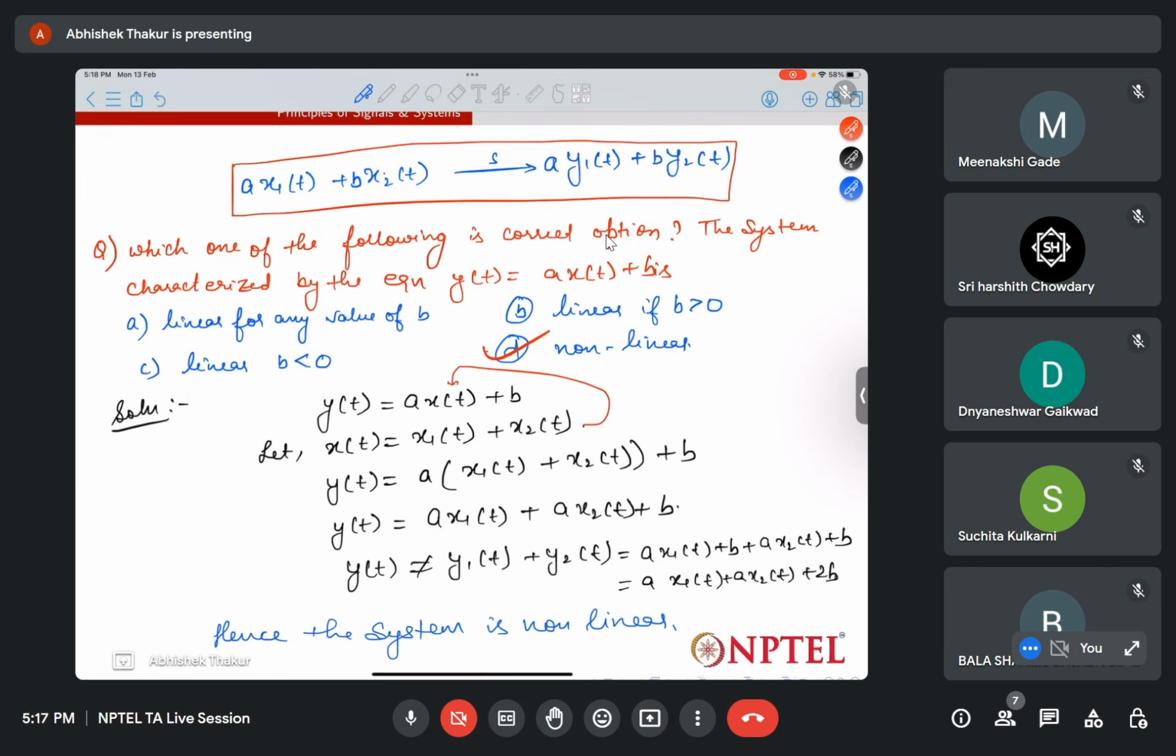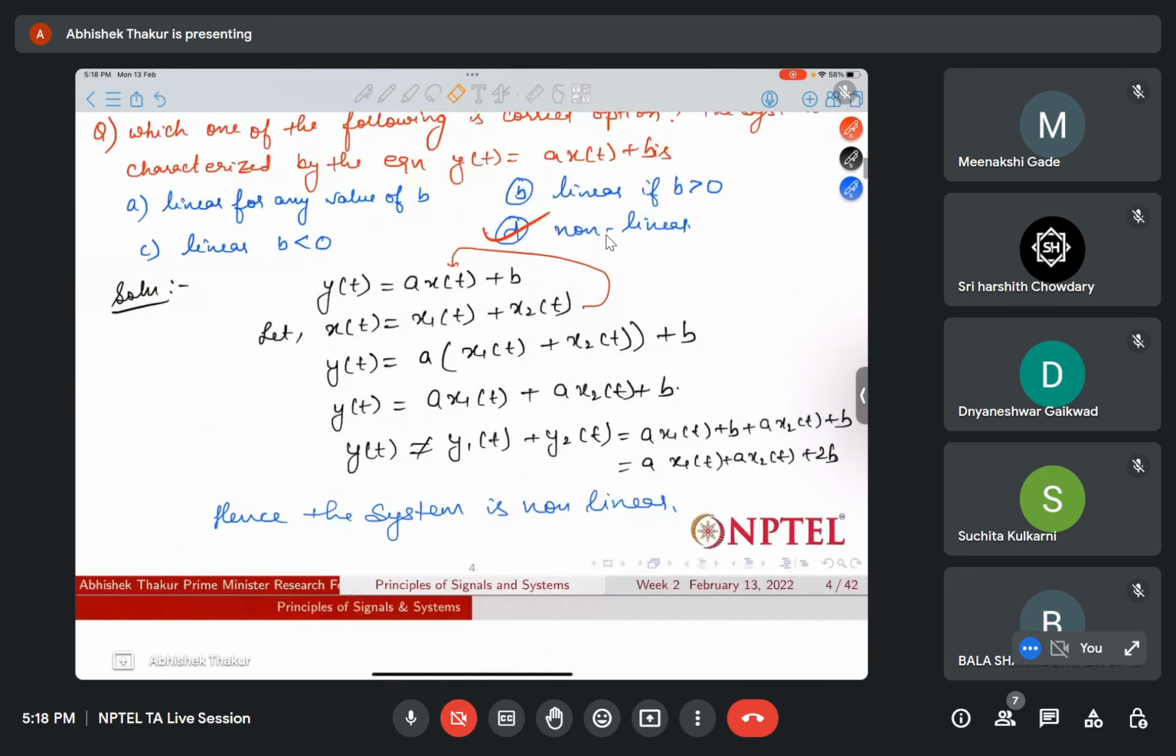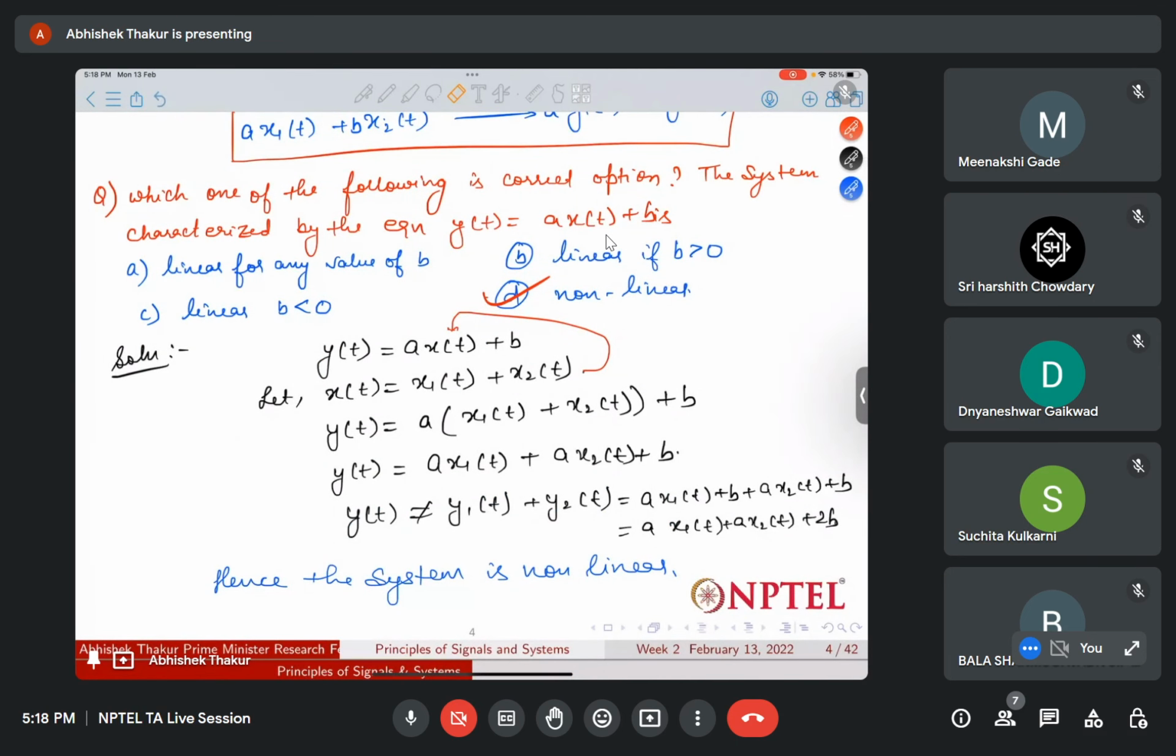What we have done is just checked the additive property, because if a system is linear, then it should satisfy both additivity and homogeneity. So we took the input x(t) is equal to x1(t) plus x2(t), and checked whether the output is y1(t) plus y2(t) or not. But in this case, it was not. That's why the system is non-linear. Any doubt here?